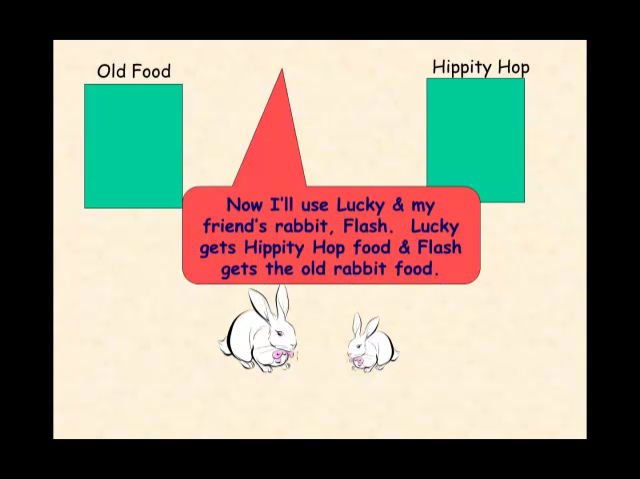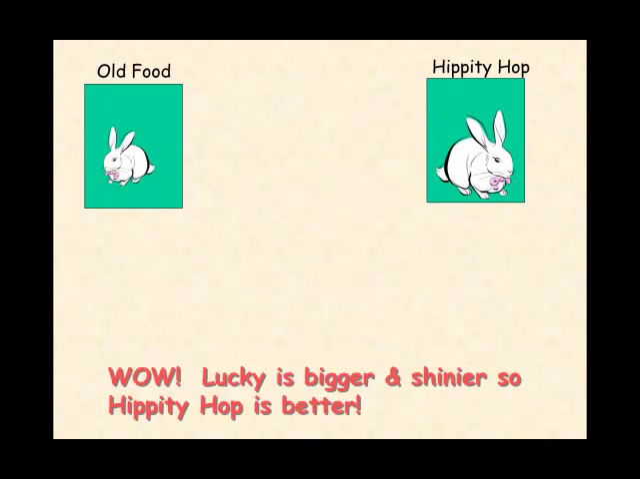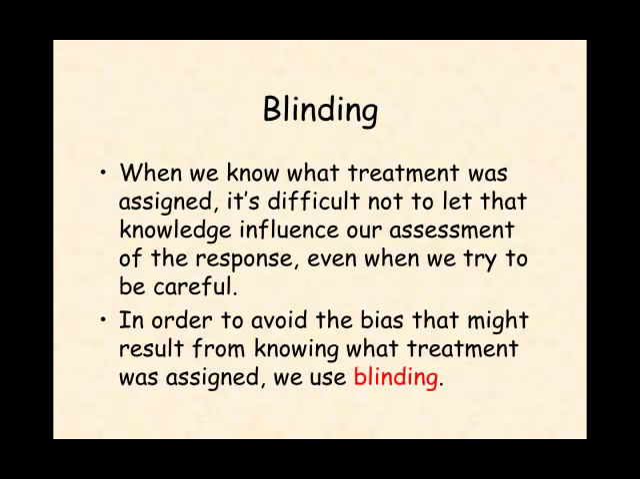So now I use Lucky and my friend's rabbit Flash. Lucky gets Hippity Hop and Flash gets the old rabbit food. Wow, Lucky is bigger and shinier, so Hippity Hop is better. When we know what treatment was assigned, it's difficult not to let that knowledge influence our assessment of the response, even when we try to be careful.